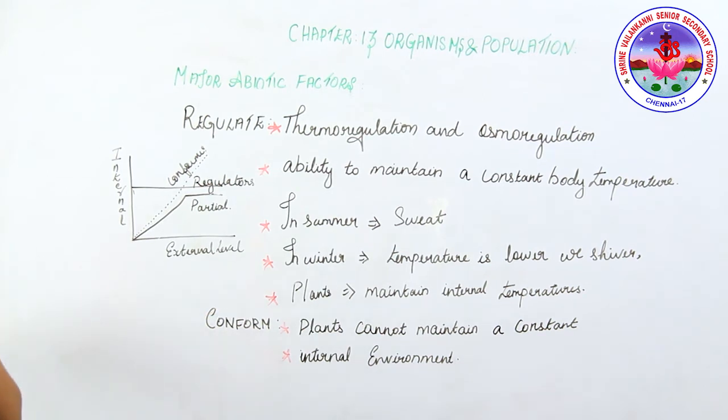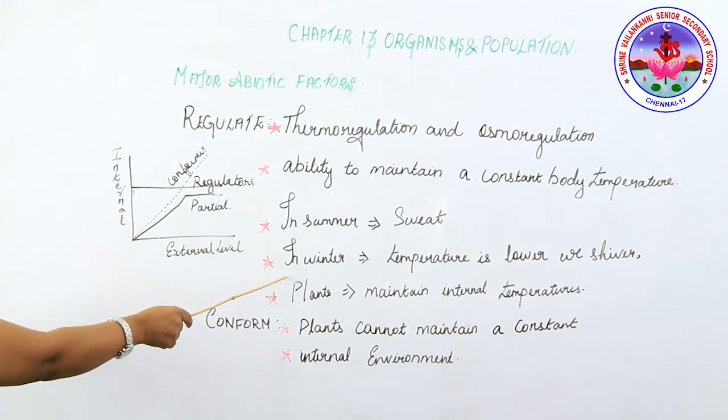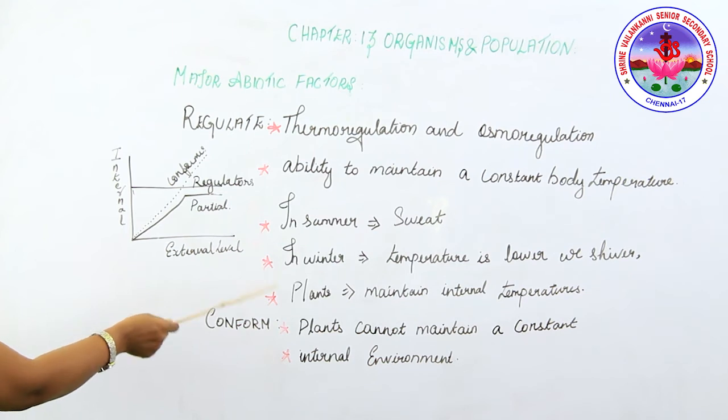In winter the temperature is lower, so we shiver, a kind of exercise that produces heat and raises the body temperature. So that is the opposite of summer. Plants do not have such a mechanism to maintain internal temperatures. So that's all about regulate.